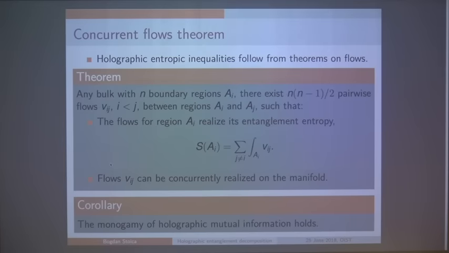And this is one result that we proved on Riemannian manifolds. In order to show directly from flows certain holographic entropy inequalities, one needs existence theorems for threads on manifolds. And this is one such theorem. For n regions, one can put order n squared pairwise flows at the same time on the manifold so that the flows for each region A_i realize its entanglement entropy in this way. And then it's not obvious, but it's a few lines proof from here to show that the monogamy of holographic mutual information holds.